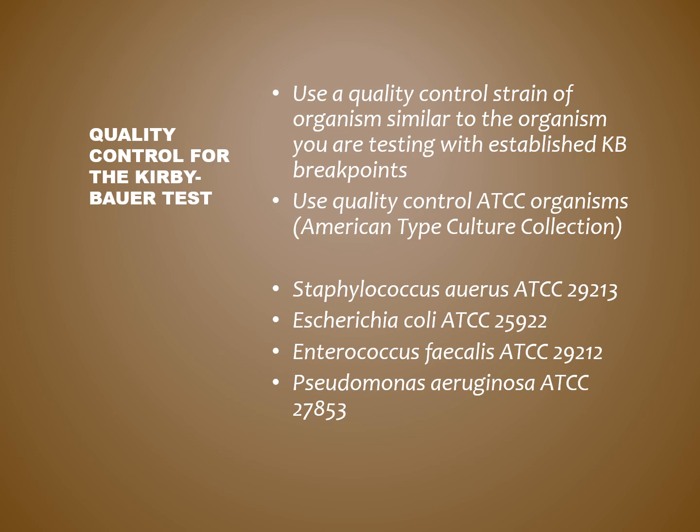If we are testing an enteric, then the organism we want to run in addition to our unknown enteric is E. coli 25922. If we are testing a streptococcus, then we would run Enterococcus faecalis 29212. And if we were testing a non-fermenter, then we want to run at the same time Pseudomonas aeruginosa 27853. You don't need to know those ATCC numbers.